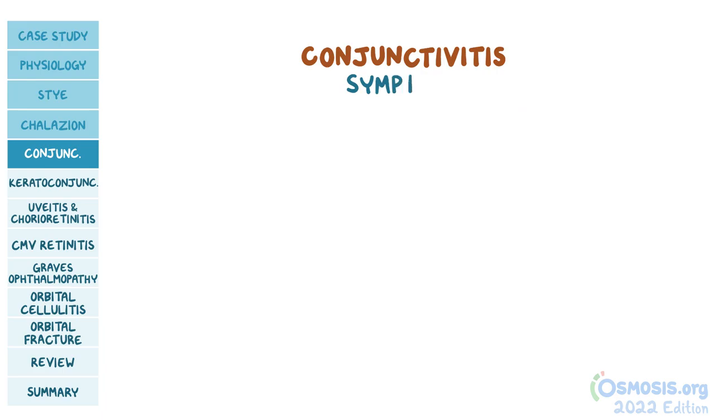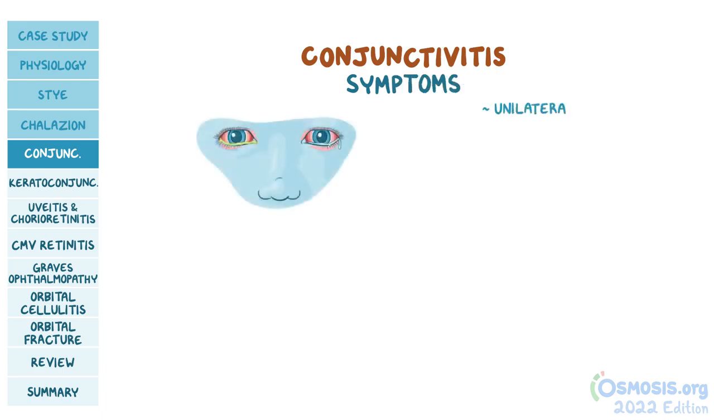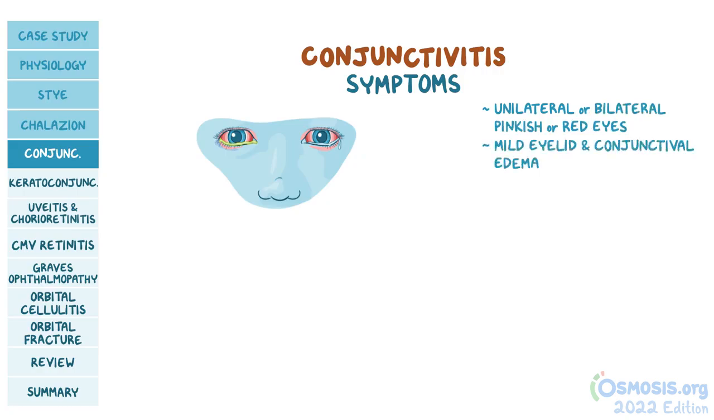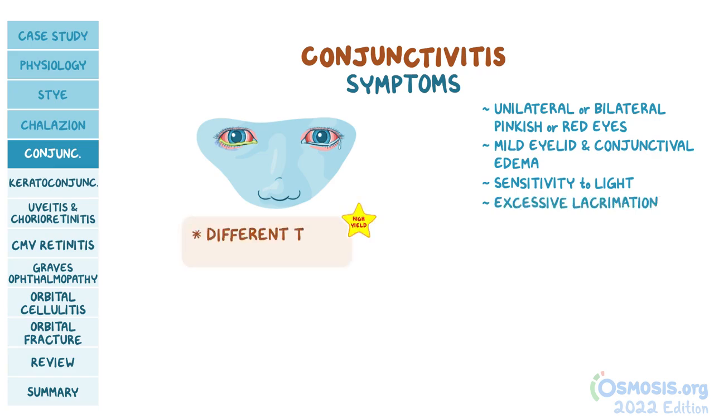In terms of symptoms, all types of conjunctivitis present with unilateral or bilateral pinkish or red eyes, and sometimes mild eyelid and conjunctival edema, sensitivity to light, and excessive lacrimation. For your exam, you must remember what sets the different types apart, which is their discharge.